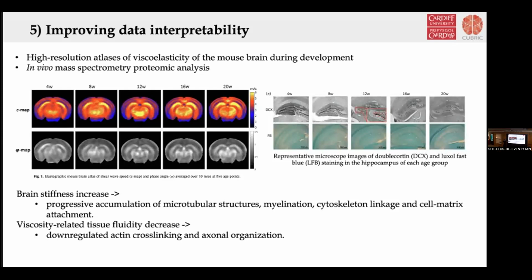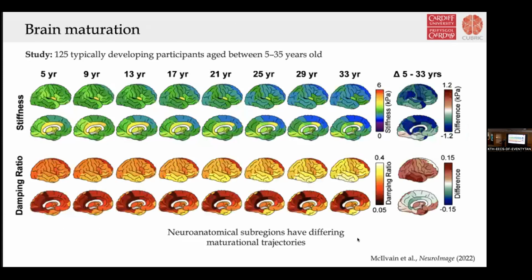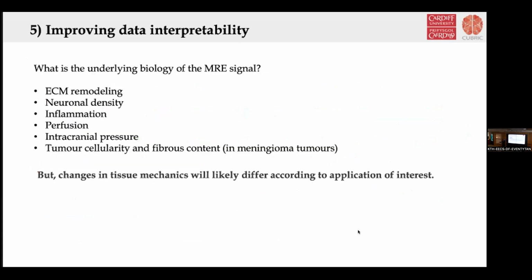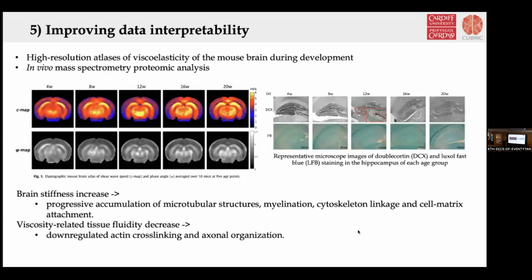Viscosity-related tissue fluidity decreased, and there was down-regulated actin cross-linking. So that was a really cool study. And if you think about this fluidity decrease, it matches quite well with MRE studies in children and in development, which are just starting to appear. You can see there's a fluidity decrease as well during this time point, and different structures have different trajectories, but you can start to think about how some of these things might be linked to what you're seeing in the image.